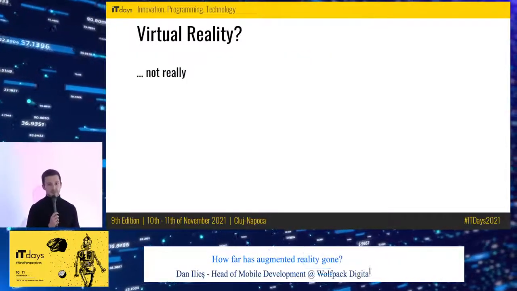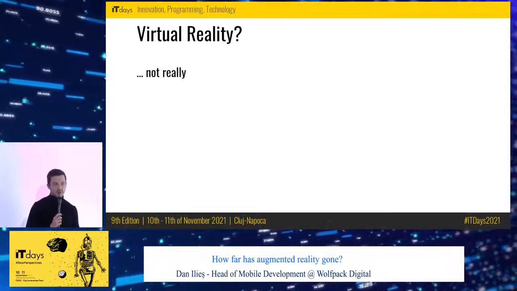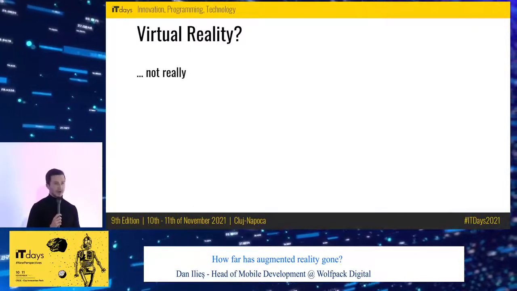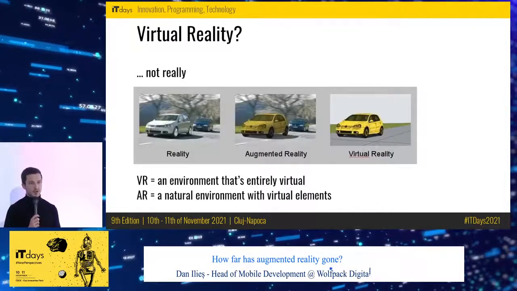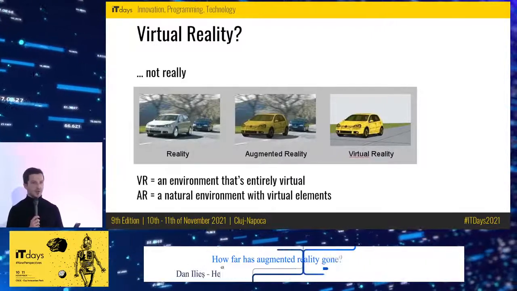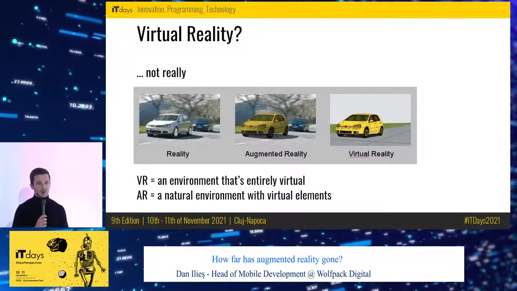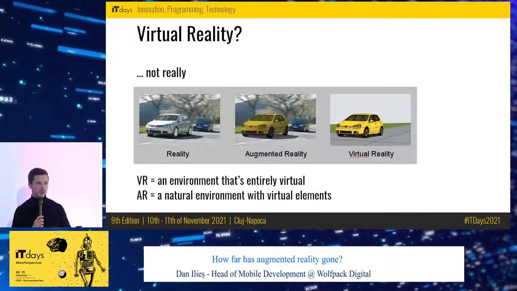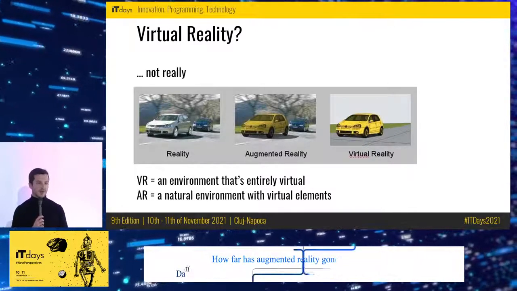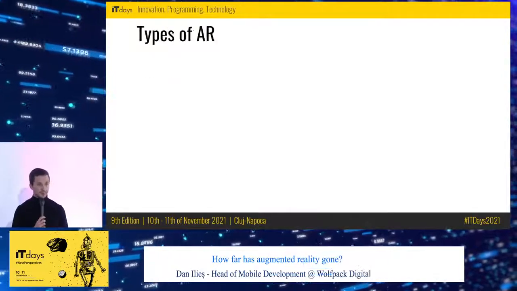So is it some kind of virtual reality? Well, not really, and let's see why. Virtual reality is an environment that's entirely virtual, while augmented reality is something virtual that's added on the natural environment. This is the big difference between them.